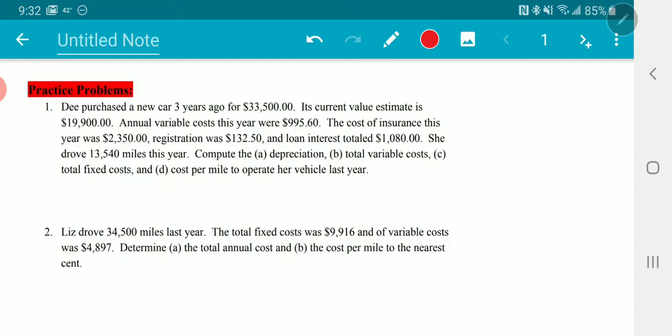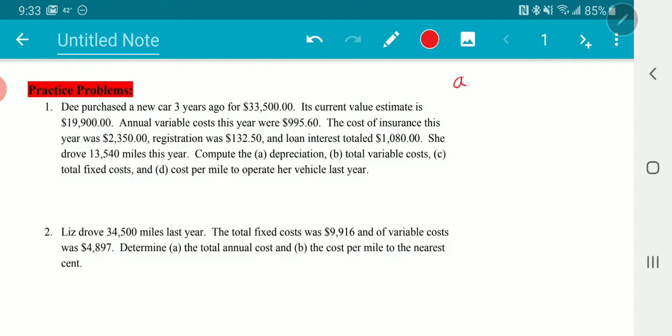So, number 1 says D purchased a new car 3 years ago for $33,500. Its current value estimate is $19,900. Annual variable costs were $995.60. The cost of insurance this year was $2,350. Registration was $132.50. Loan interest totaled $1,080, and she drove it 13,540 miles this year. Compute the depreciation, variable costs, fixed costs, and cost per mile.